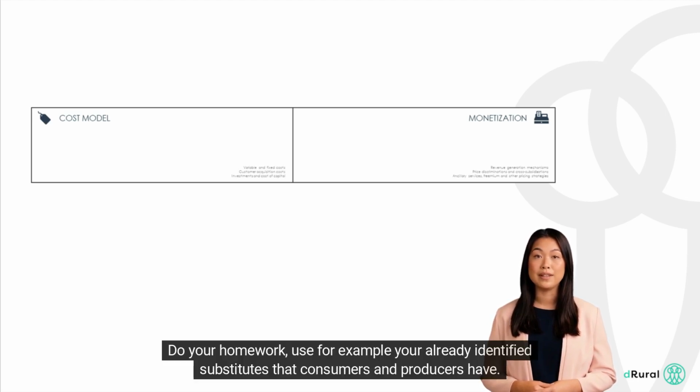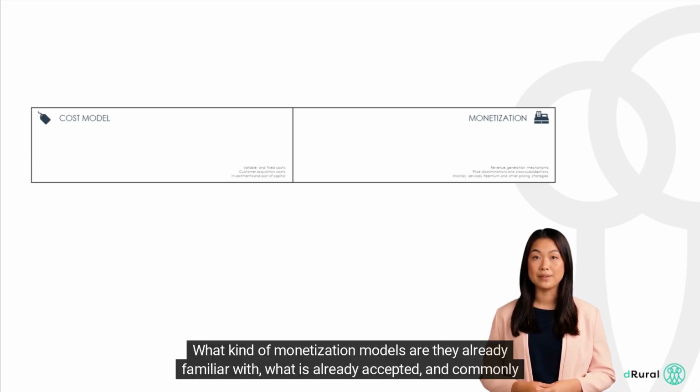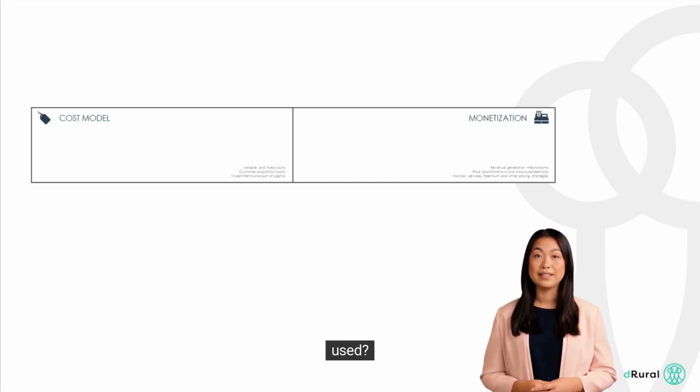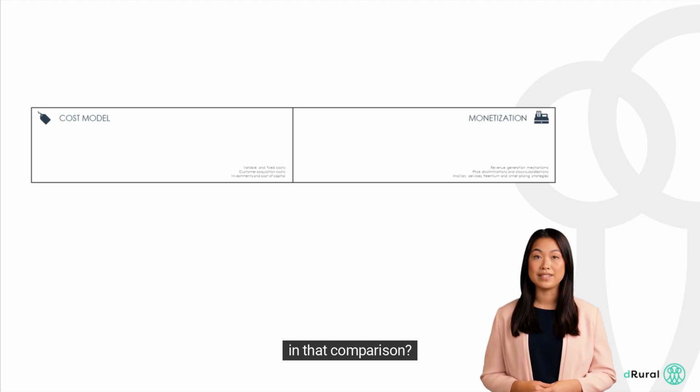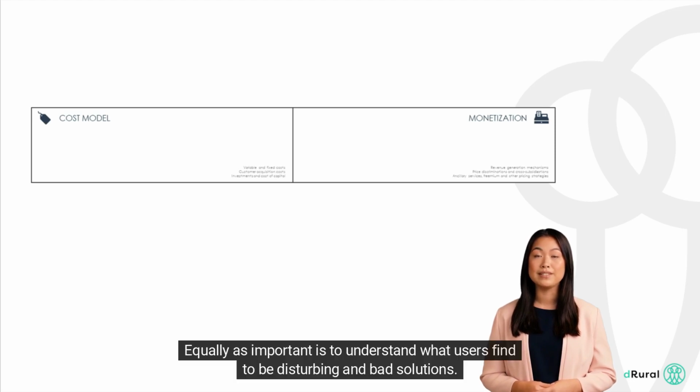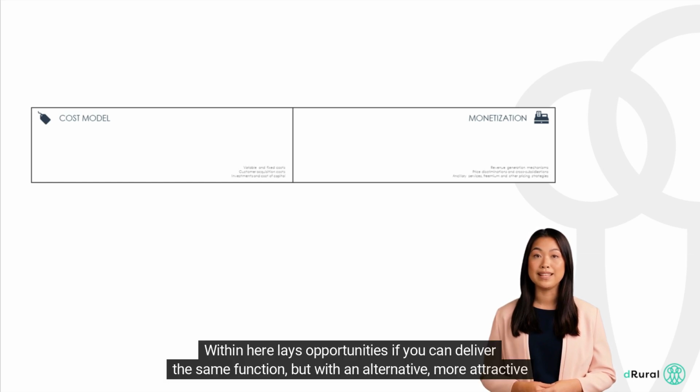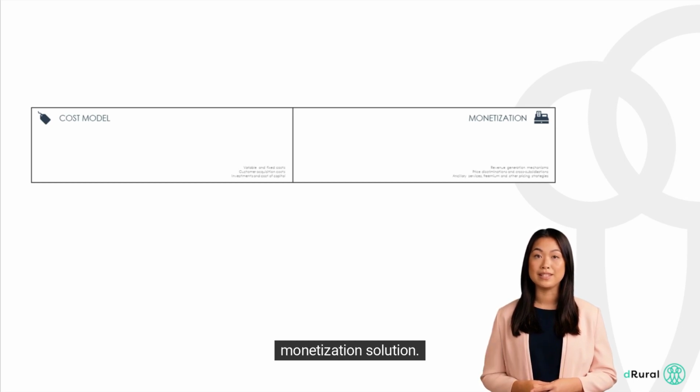Do your homework. Use, for example, your already identified substitutes that consumers and producers have. What kind of monetization models are they already familiar with? What is already accepted and commonly used? How does your solution compare with those, and where can you place the value of what your platform delivers in that comparison? Equally as important is to understand what users find to be disturbing and bad solutions. Within here lie opportunities if you can deliver the same function, but with an alternative, more attractive monetization solution.